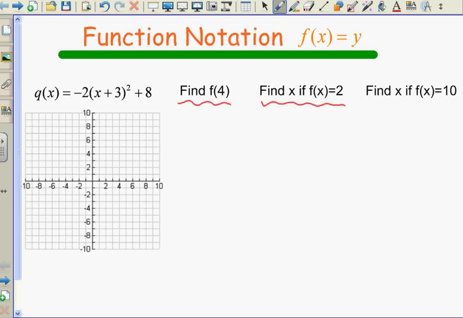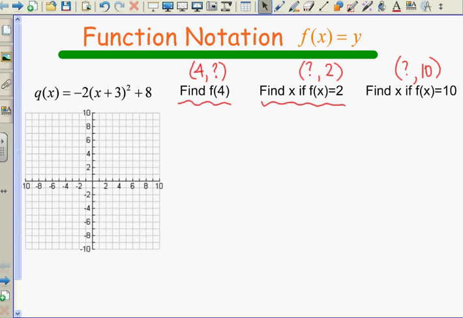And the hard part about that is just remembering, did I give you x or did I give you y? So in this first one, the x is gone out of the f of x, so I must have given you x and want you to find y. Whereas in the second problem, I'm telling you that y is 2 and I want to find x. Same thing in this guy. Y is now 10 and I want you to find the x that causes that. And if you remember back from when we did this in the first unit, we can do it from the graph or we can do it from the equation.